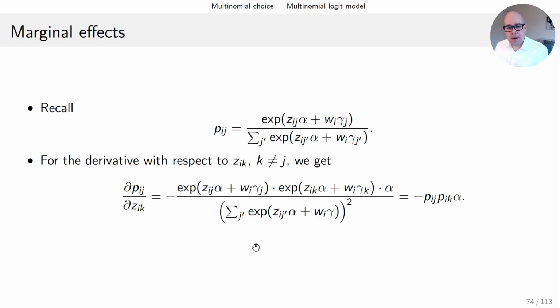Okay, and then when you look at this, then you will see that here I have this numerator, here I have that numerator, and here I have the denominator squared. So I can write this as minus the probability that j is chosen times the probability that k is chosen times alpha, which is exactly this thing here.